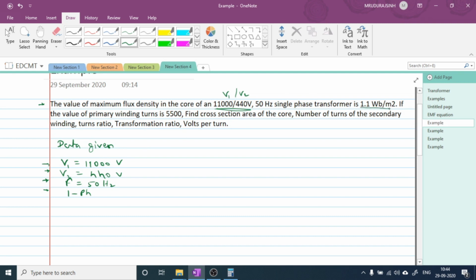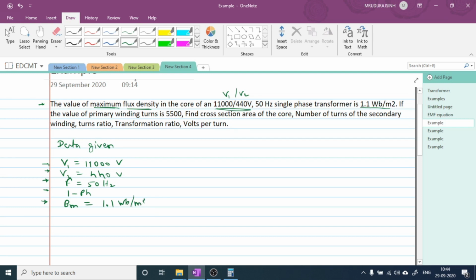The value is 1.1 Weber per meter square. What does this represent? The flux density of this transformer is 1.1 Weber per meter square. Maximum flux density. So we will mention this maximum flux density: Bm is equal to 1.1 Weber per meter square.